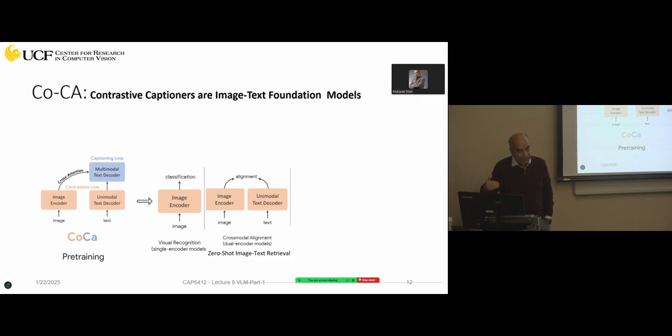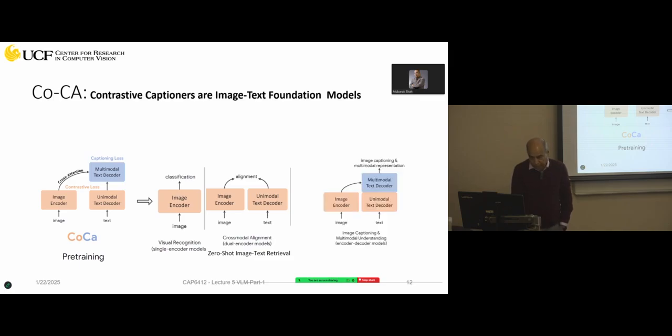Or given a text, we want to retrieve all the possible images. So we can do that because they are in the same space, they are aligned, right? Another use is that for a given image and text, we want to come up with the image captioning, say what this image describes.